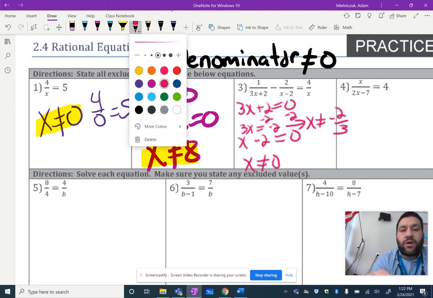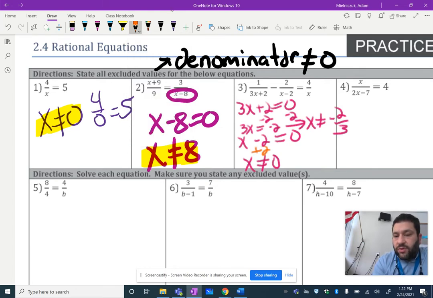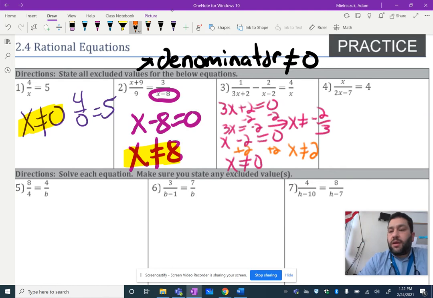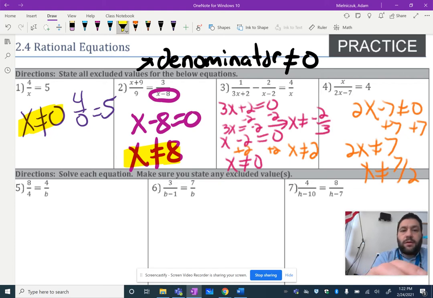And then for the next one here, you'd add 2 to both sides, and we'd say x is not equal to 2. In the last one, we want to know when 2x minus 7 is not equal to 0. So we'd add 7 to say 2x is not equal to 7, which means x cannot be equal to 7/2. Okay, so this is definitely a confusing one. But it's all about the concept that your denominator cannot be 0.